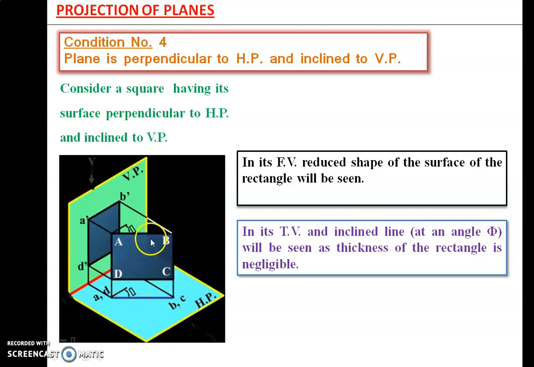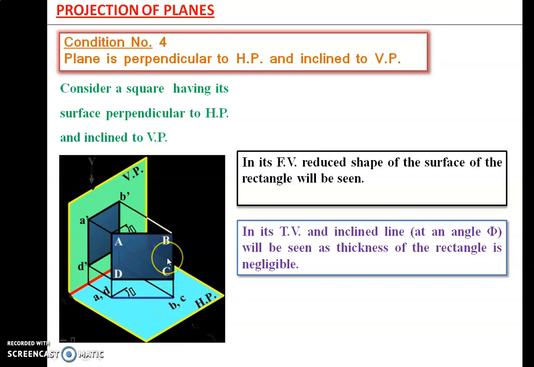It is a square plate kept in such a way that the surface, this black colored surface, is inclined to VP and the surface is perpendicular to HP.